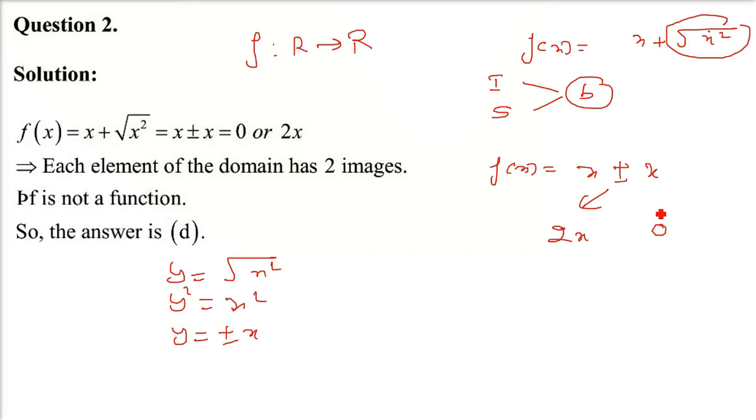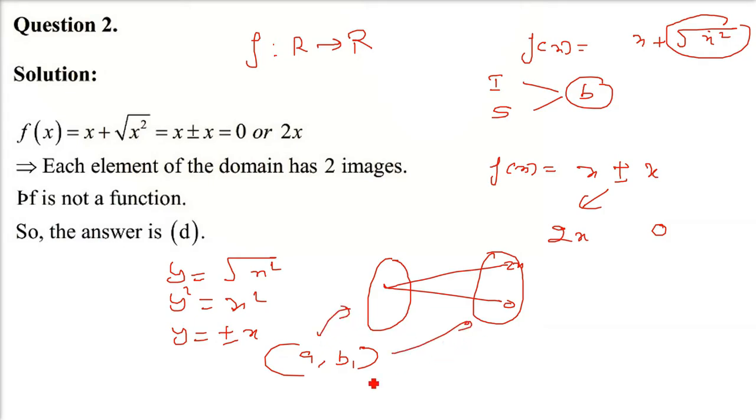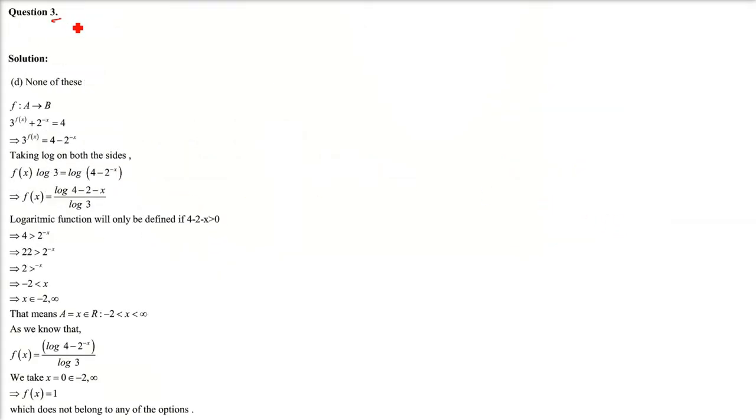That is, each element of the domain has 2 images. We have proved it. One time you get 0, one time you get 2x for the same element. And we just discussed in the previous question that for this to be a function, the first value cannot repeat. So if the first element is say a, we are getting (a, b1) and (a, b2), where b1 is 2x and b2 is 0, which is not possible. This is not a function. So it is neither of these three, it is none of these. The answer is D here. This is question number 3 here.